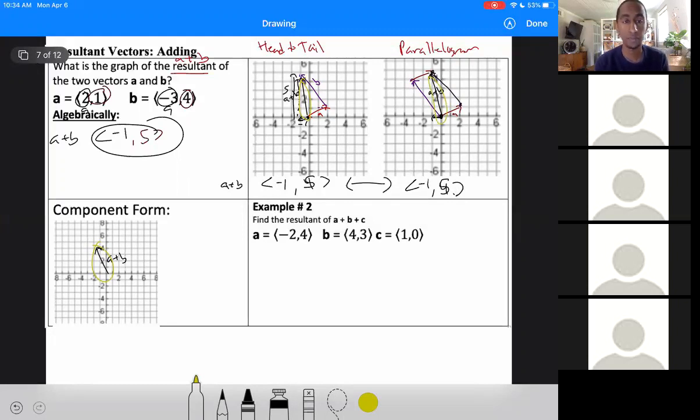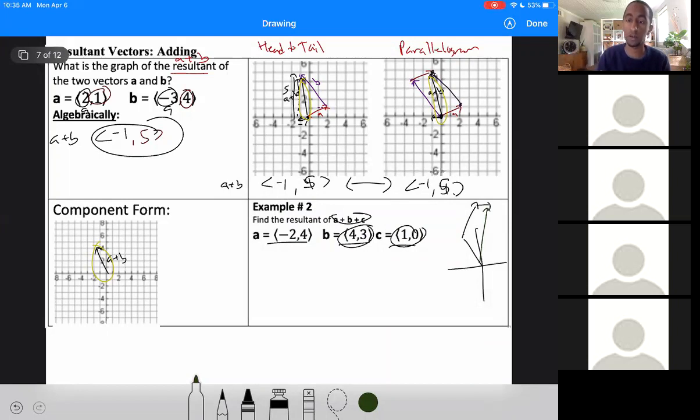Okay. So pretty straightforward, pretty simple, just how to add them. Okay, we're just looking at mathematically. So let's say we want to add A plus B plus C. You can do the same thing with 3. So you could graph these 3. Like you could do, okay, I'm going to do -2, 4. I'm going to add this one on B, 4, 3. Then I'm going to add this one on C, 1, 0. And then the resultant is going to be like from here to here. That would work.